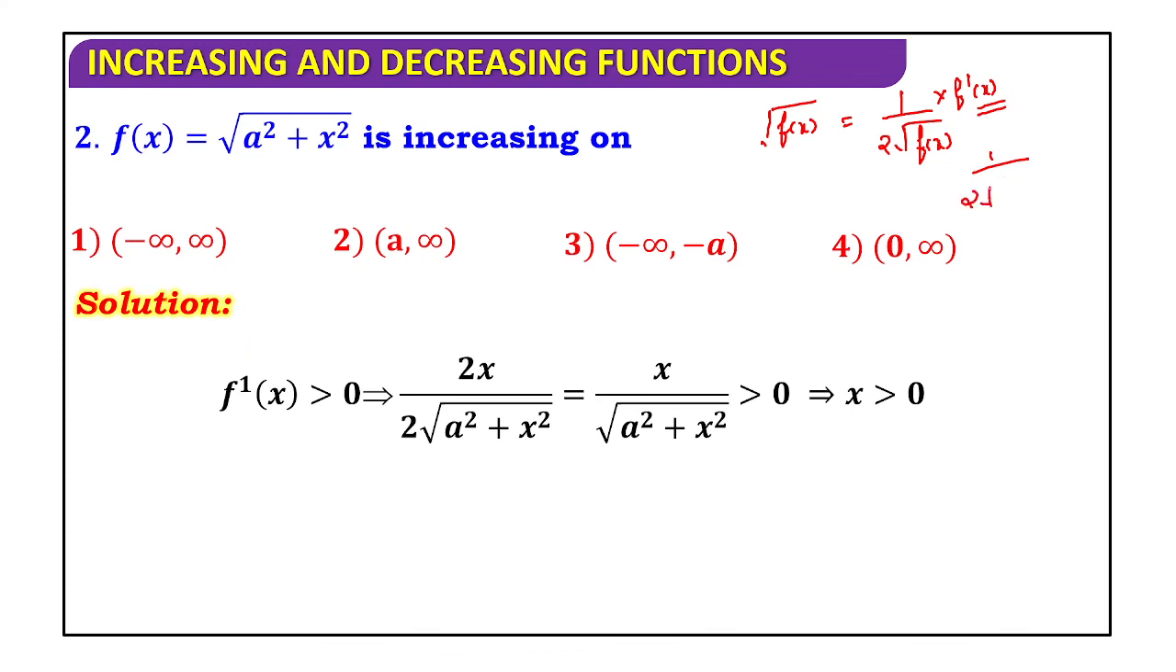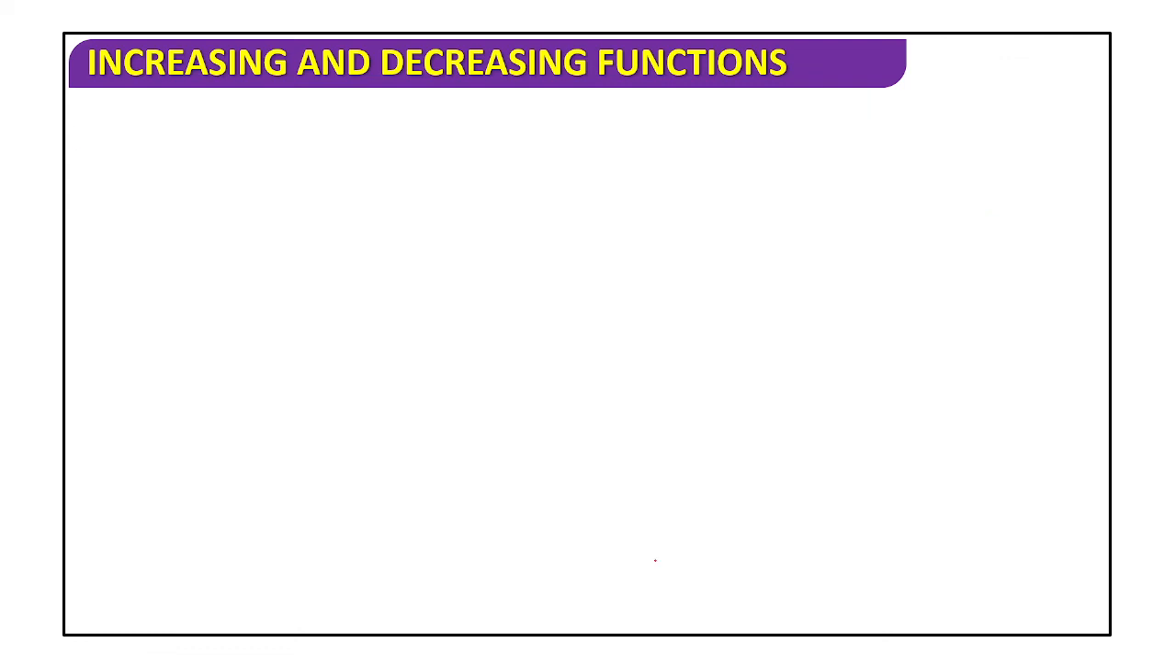Therefore, this will be 1 by 2 times of root of a square plus x square into 2x. 2 will get cancelled. So, x divided by root of a square plus x square should be greater than 0. Therefore, x is greater than 0. For x greater than 0, we can say the function is increasing. It is 0 comma infinity. Clear? Okay.